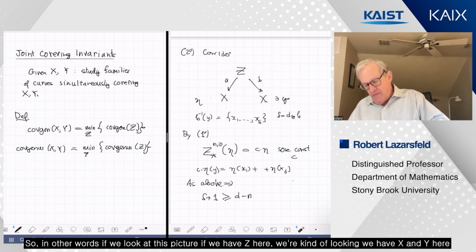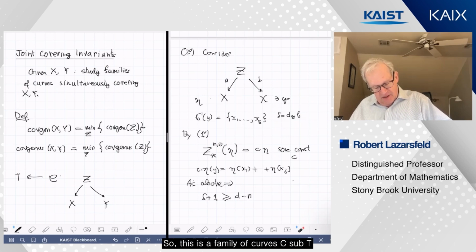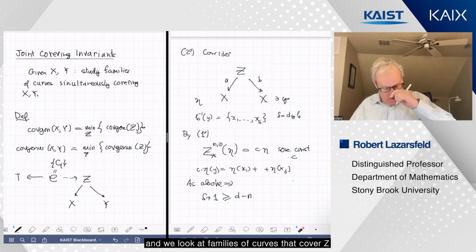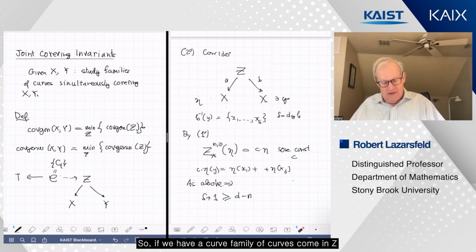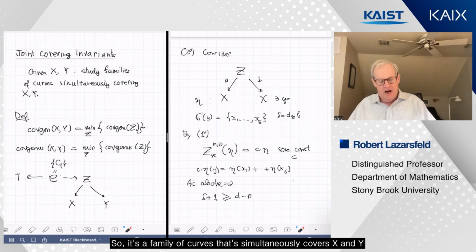In other words, if we look at this picture, we have Z here and X and Y here, and we're looking for families of curves parameterized by some variety T, a family of curves C_t, that cover Z. If we have a family of curves covering Z, it gives us a family covering X and a family covering Y. So it's a family of curves that simultaneously covers X and Y.